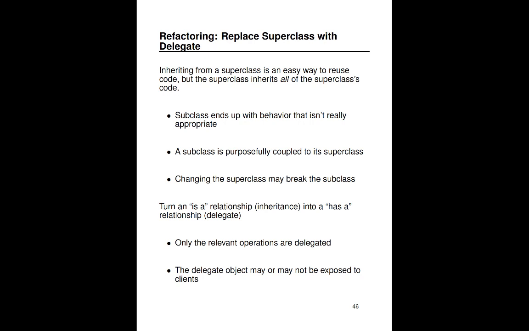So to get rid of situations where you've got a subclass that has too much behavior, too much state inherited from its superclass, what you do is you turn the "is a" relationship, so the inheritance relationship, the subclass-superclass relationship, into a "has a" relationship, into a delegate. So the one object, which is probably the subclass, breaks its relationship to its superclass and instead uses an instance of its superclass to perform the behavior that it previously inherited. This means that the object only delegates, and therefore exposes, the relevant operations from its former superclass. And just like with any delegate, it may or may not be exposed to clients. It all depends on what fits the purpose.